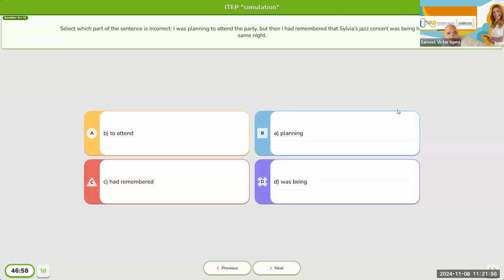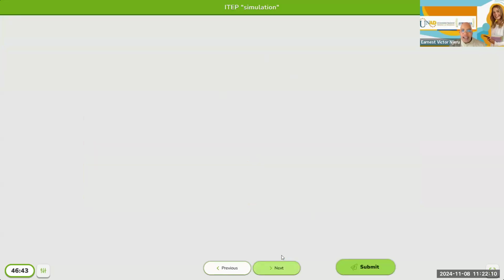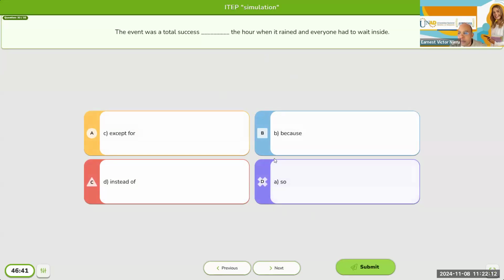Which part of the sentence is incorrect? I was planning to attend the party, but then I had remembered. But then I remembered. What is it? Had remembered. Letter C, remember. Something is wrong here. Very good. And the last, no, penultimate.